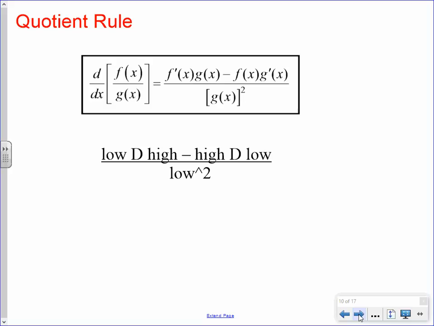This is a way that I have remembered the quotient rule since I was a senior in high school. Low d high minus high d low all over low squared. What does that mean? We take the low times the derivative of the high, so low's denominator, high numerator, minus high d low, so the top function times the derivative of the bottom function, all over low squared.